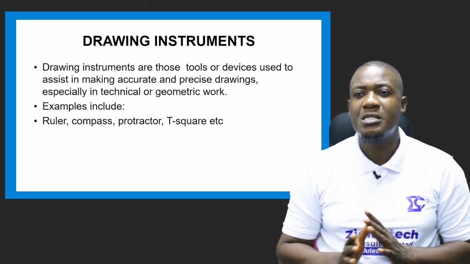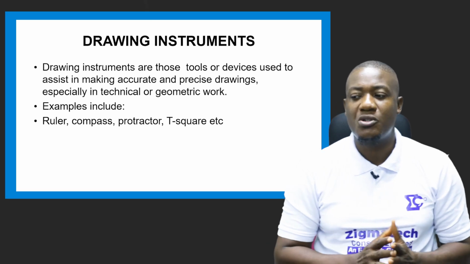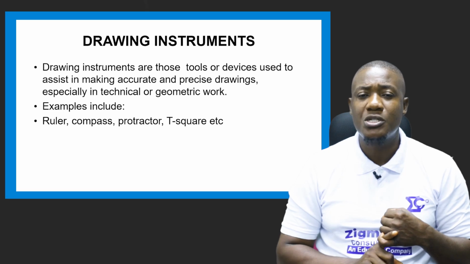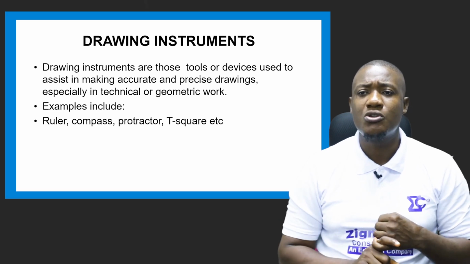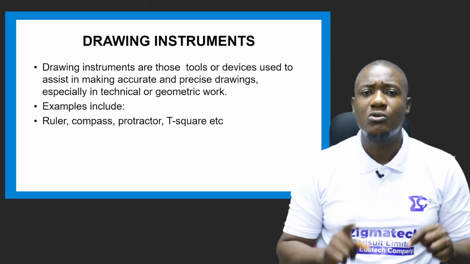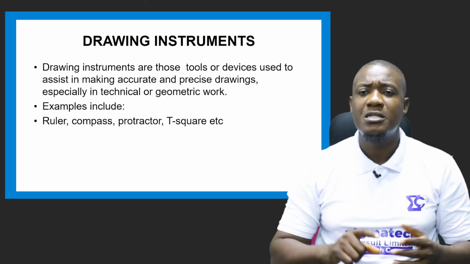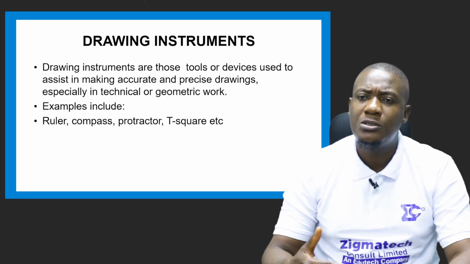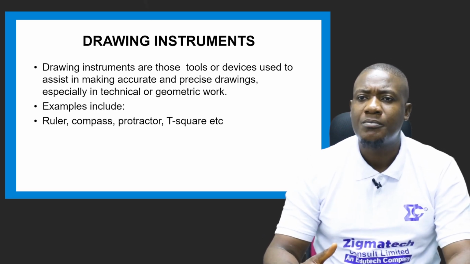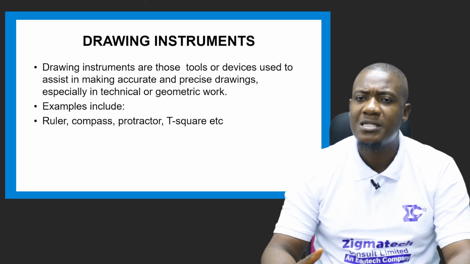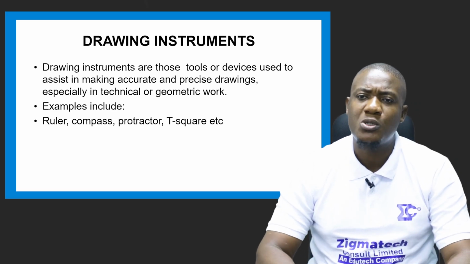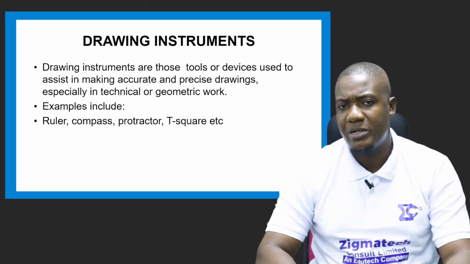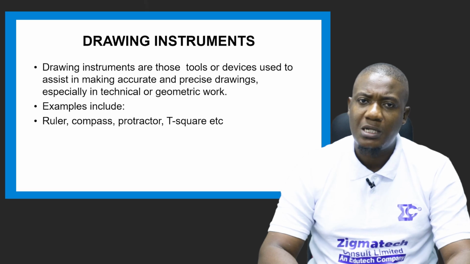differentiate between drawing instruments and materials. They are not used up in the process. So no matter how long you use it, you cannot finish using your protractor. You cannot finish using your T-square. All those tools, all those devices that you can't use up in the course of your drawing, are classified as drawing instruments. I need you to take note of that.